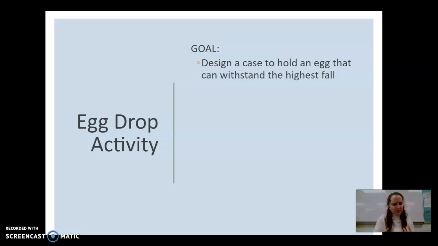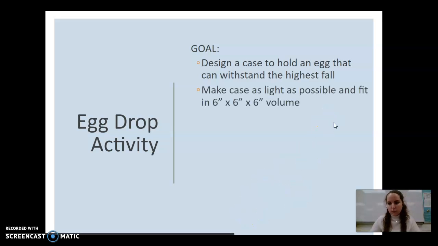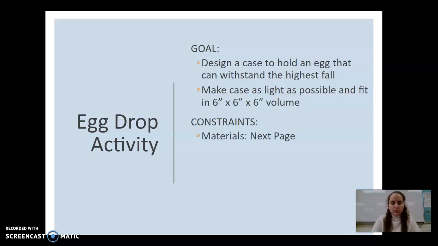Give it a name, give it a characteristic, make sure that you want to protect it at all costs, so that you want to build a case that is going to be less than 6 by 6 by 6 in volume. Okay, it can't be greater than this size. And it has to withstand a great fall, all right, without breaking your egg. So the constraints are the materials, and that's going to be shown to you on the next page here.